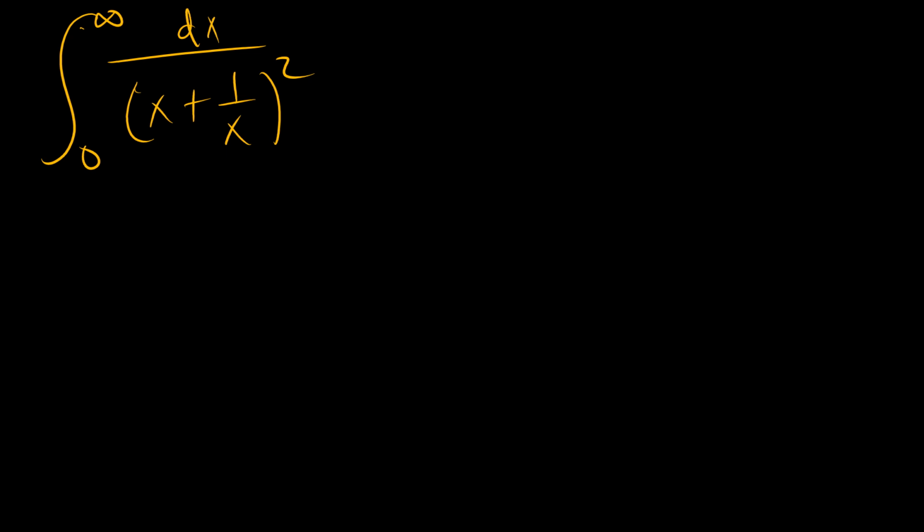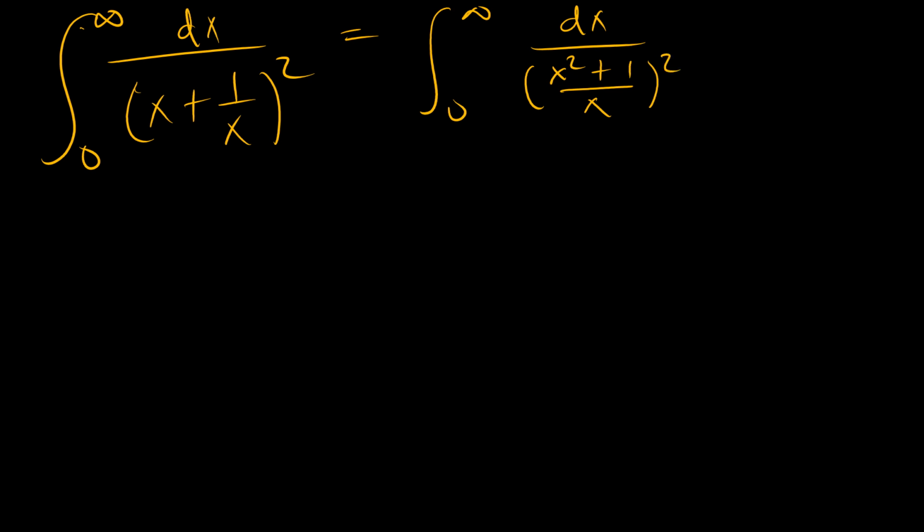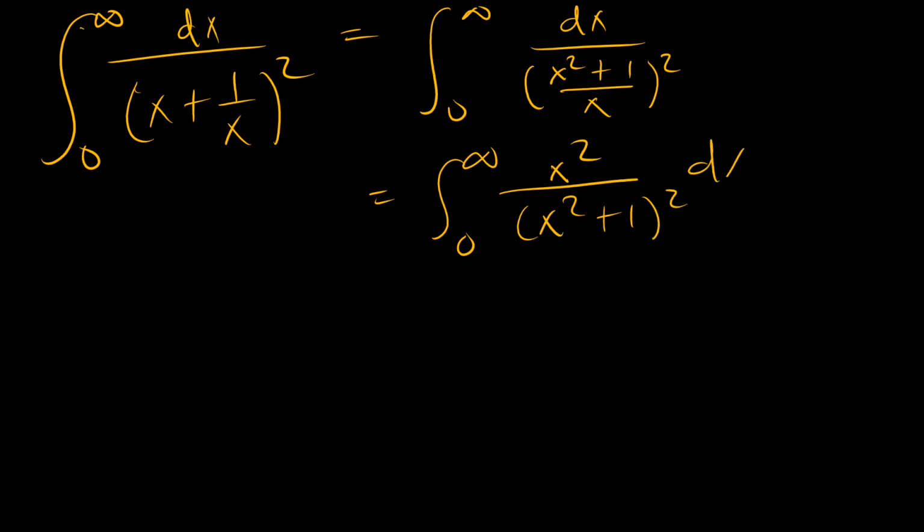Let's see, how do we solve this? First thing I would do is, it will be squared over 1 over x squared, and this becomes the integral from 0 to infinity of x squared over (x squared plus 1) squared.